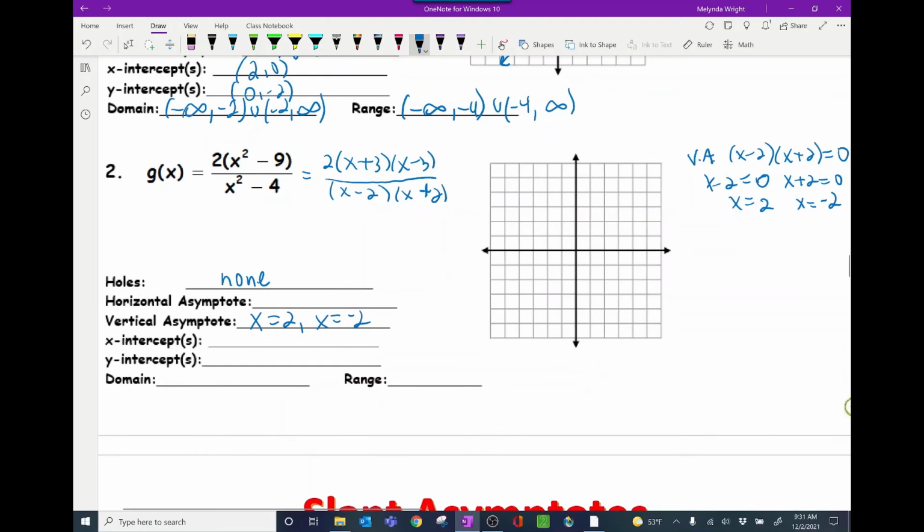So let's graph them. Here's x = 2, just dotted lines. Here's x = -2. Okay, great.